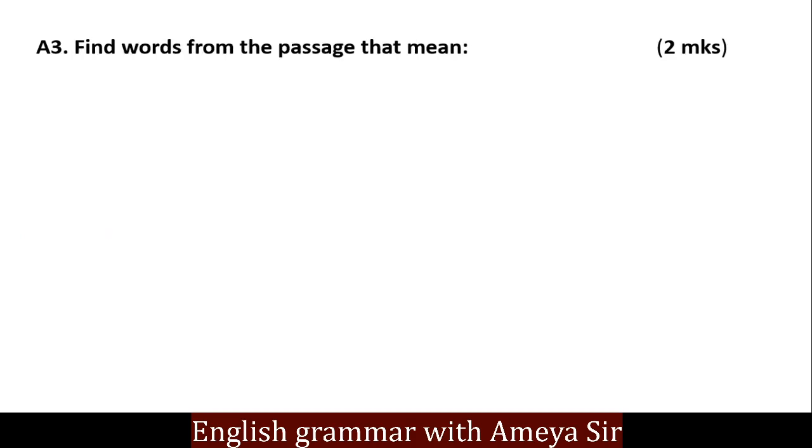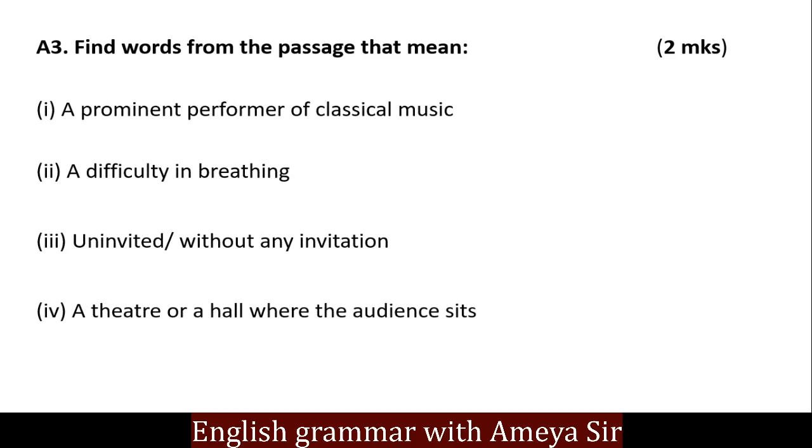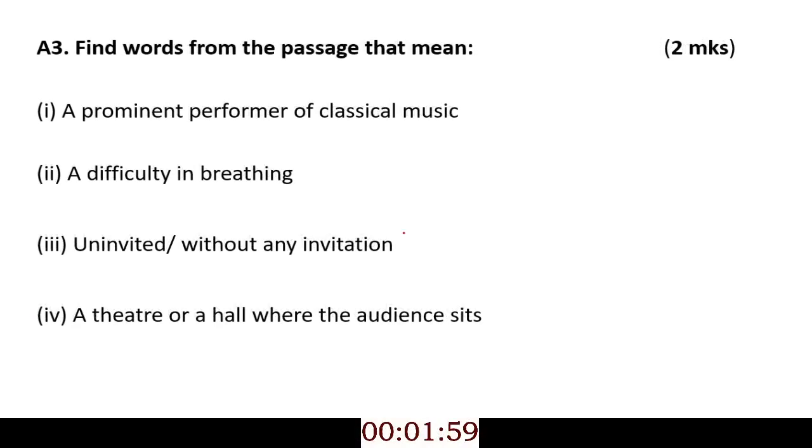The next question is find words from the passage that mean. So clearly there will be 4 words, and the meaning will be given, and you will have to find them out. Your time starts now. The first one, a prominent performer of classical music. The next one is a difficulty in breathing. Third one, uninvited, without any invitation. And the fourth one, a theater or a hall where the audience sits. All the best. I'll join you in some time.